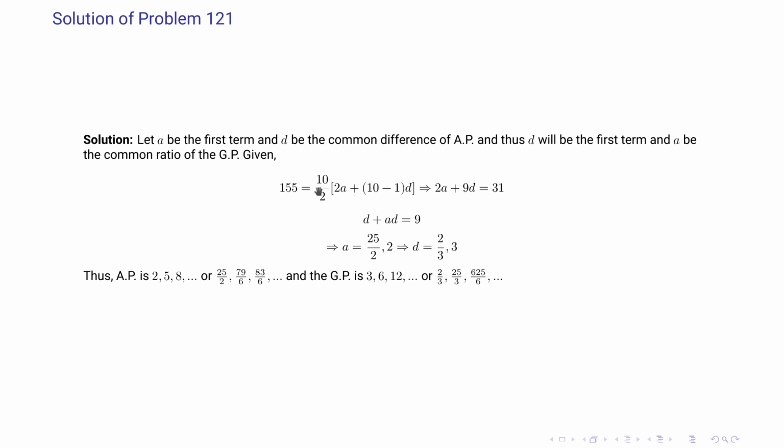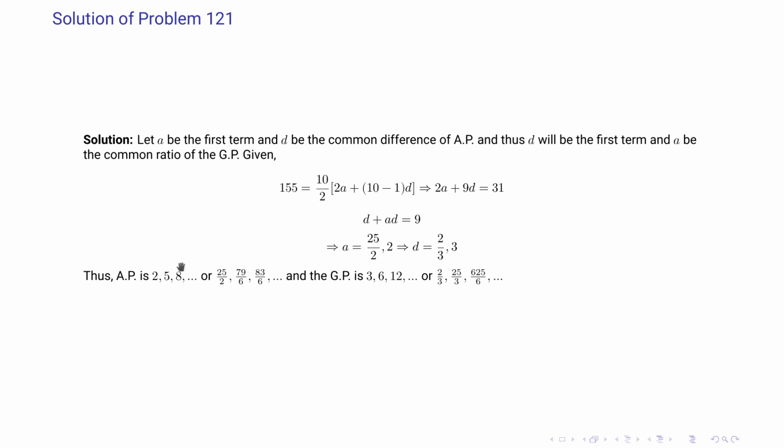Now it is given that 155 is the sum of first 10 terms. So 155 is equal to 10 by 2 into (2A plus (10 minus 1) into D). So 10 by 2 is 5, and we divide 155 by 5, we get 31. So we can write 2A plus 9D is equal to 31. Now it is also given that the sum of first two terms of the geometric progression is 9. So it would be D plus AD is equal to 9. So we have two equations and two unknowns. We solve them. We get A is equal to 25 by 2 and 2. Following this, we get D is equal to 2 by 3 and 3.